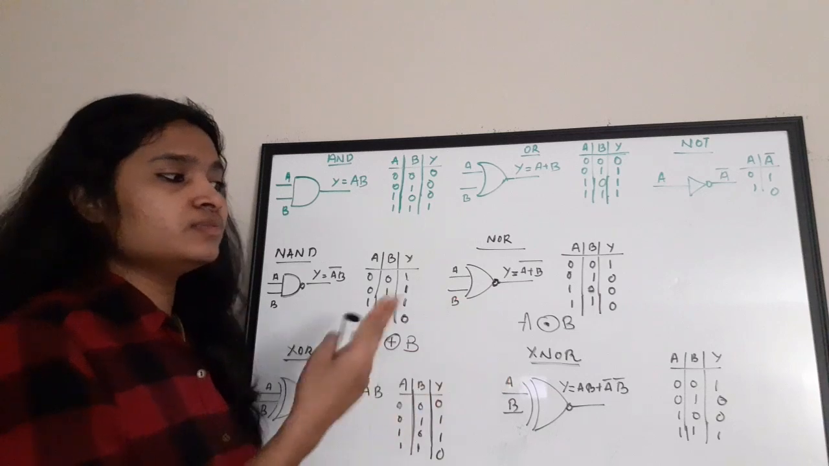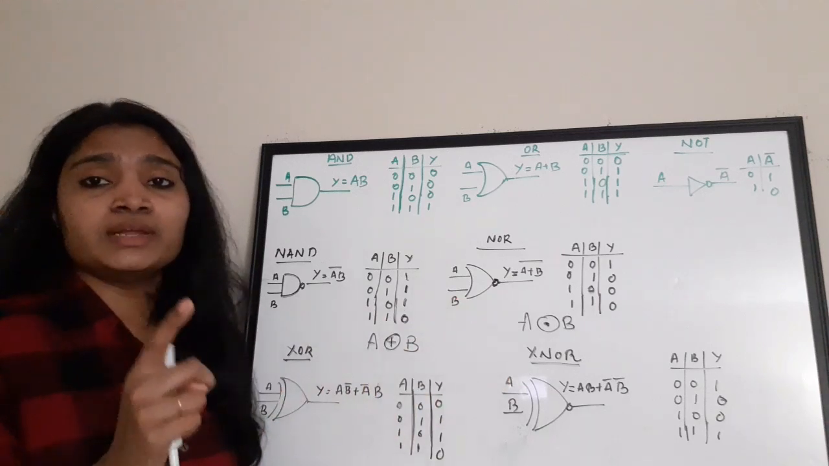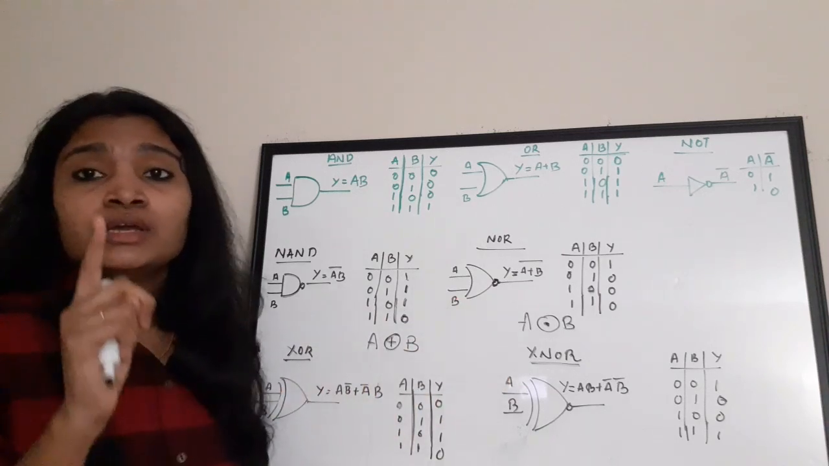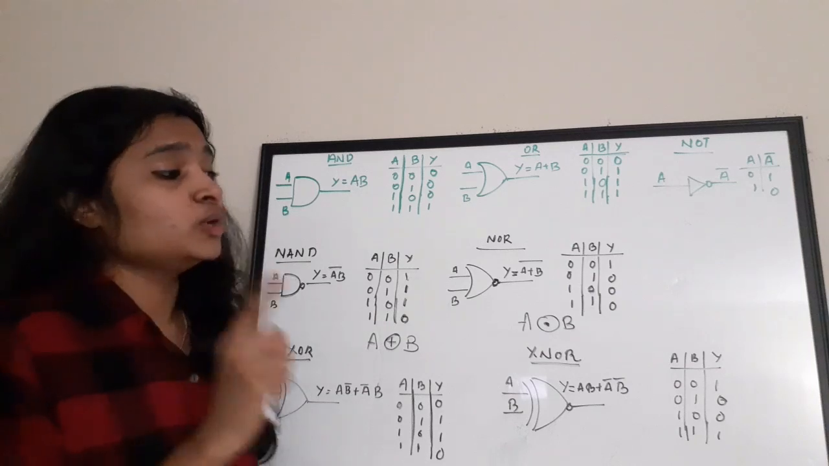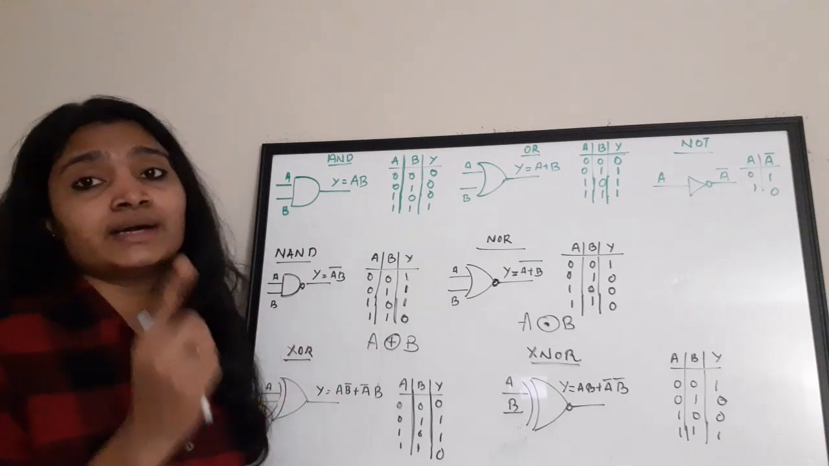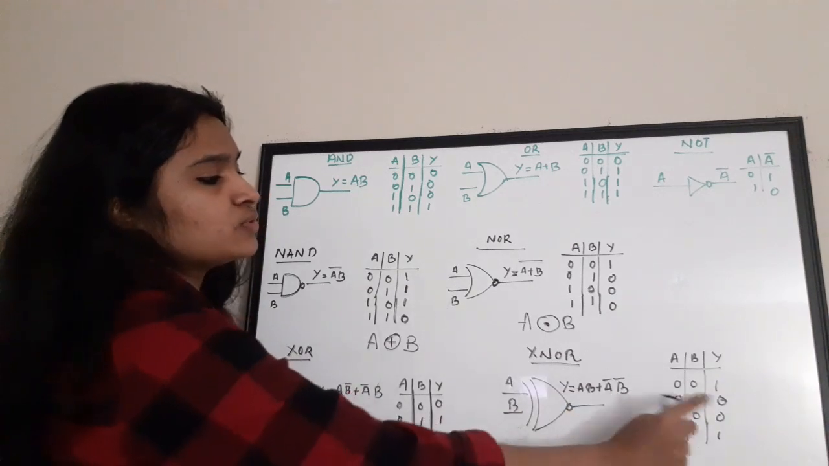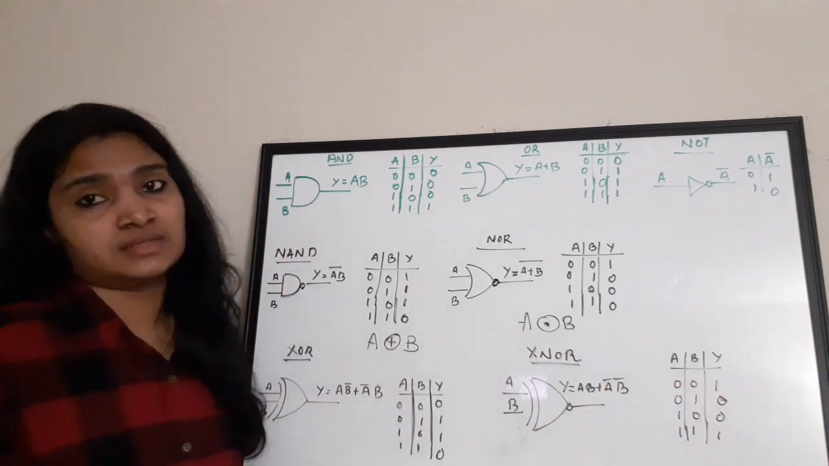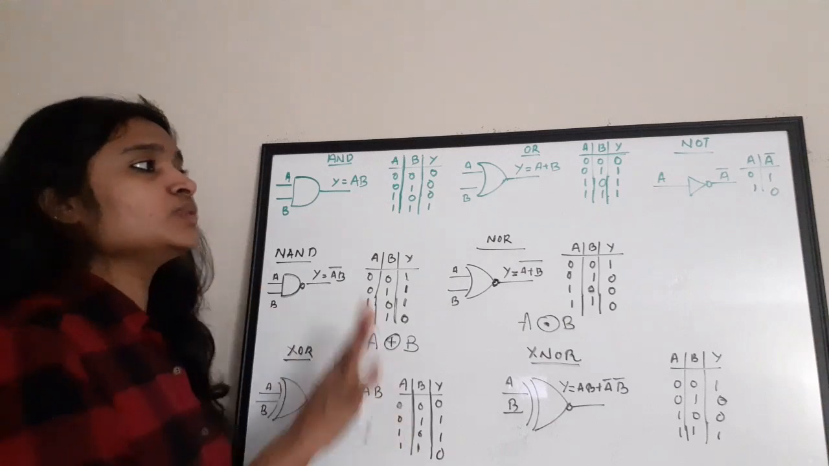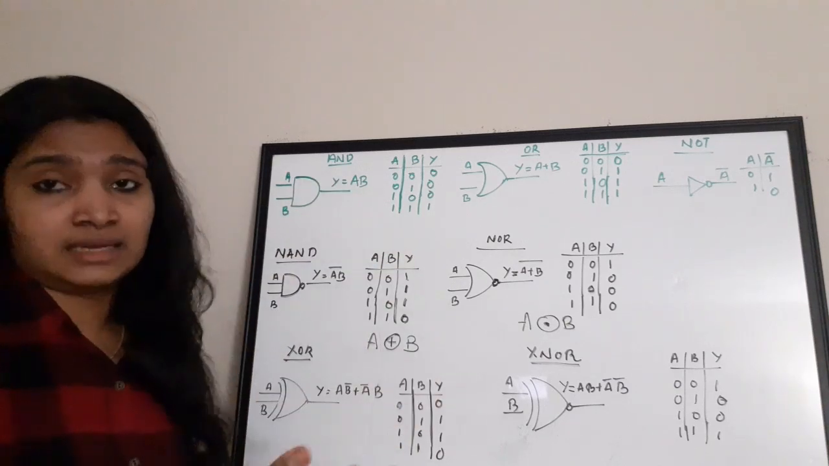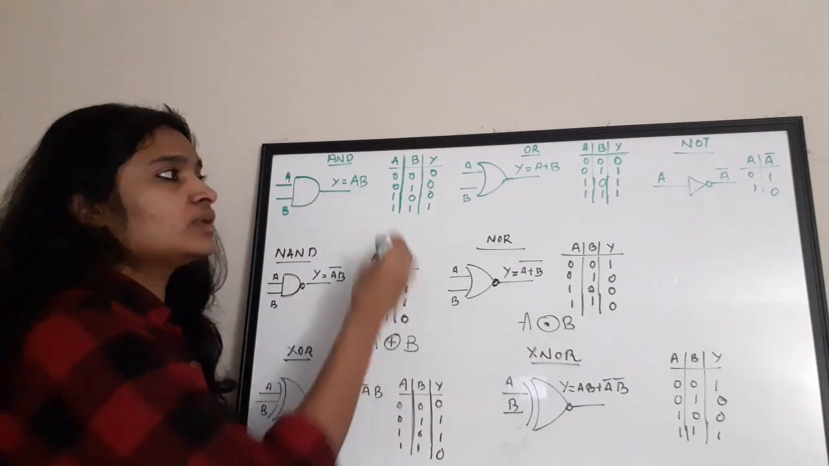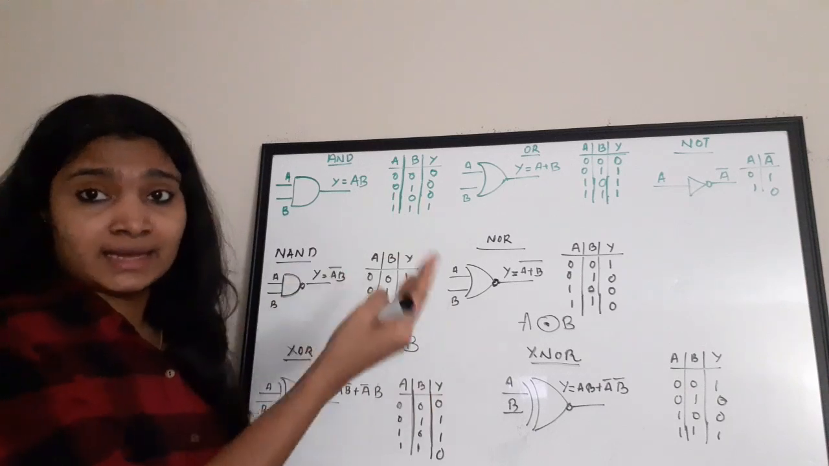So, what will be the truth table? For 0 0 combination and also 1 1 combination, your output is 1 and your output is 0 for all the other cases. Okay. For 1 0 and 0 1, output is 0. Very simple is this. You can relate these gates because you know that NAND and NOR are derived from this OR and AND.